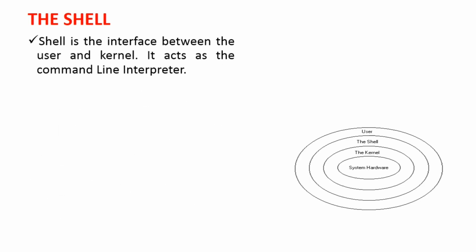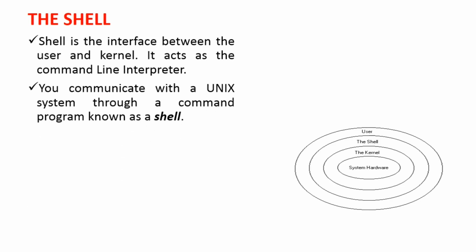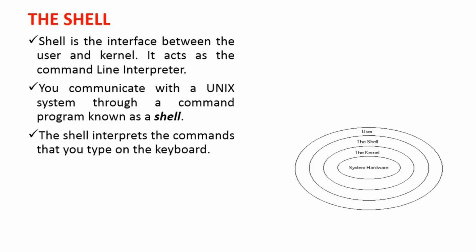Okay, so the shell is the interface between the user and the kernel. It acts as the command line interpreter. In a Unix system, the shell is the command line interpreter, so we can execute different commands using a command line. If you want to communicate with the kernel and access the system hardware, then you need to use the shell. When you enter any command, the shell interprets the command, executes it, and gives the result.